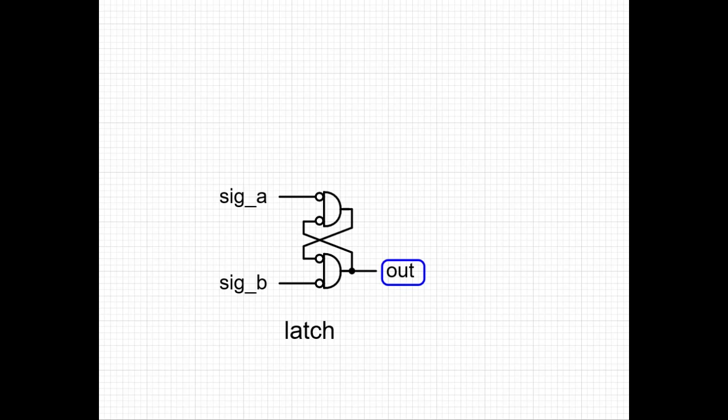Let's take one of the gates, say the lower one, and call it the output. In that case, we could change the name of sig A to set, since it sets the output high. Similarly, we could rename sig B clear, since it clears the output low.